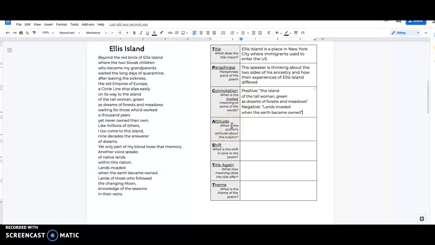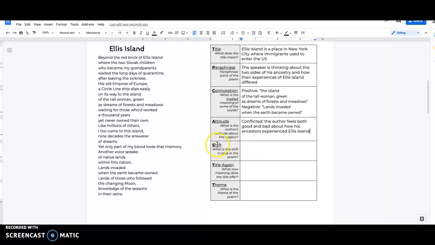Attitude relates to tone. So the attitude is, what is the author's attitude about the subject? What does the person who wrote this poem think about Ellis Island? So you might say something like conflicted. The author feels both good and bad about how his ancestors experienced Ellis Island. So he's conflicted because he has one side for whom Ellis Island was a great thing and one side for whom it was not great at all.